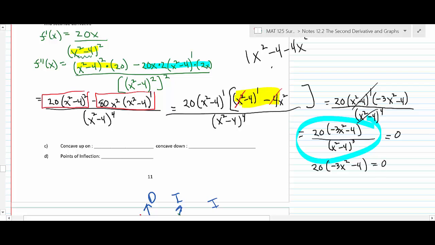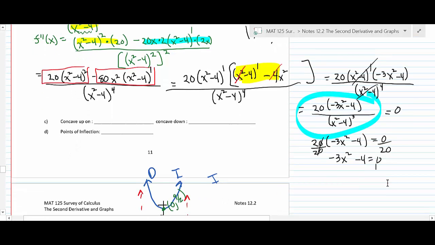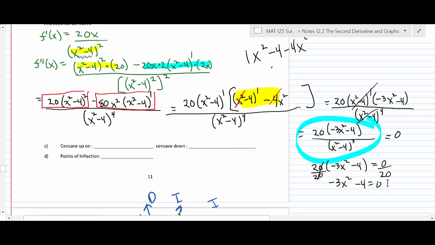Now, it doesn't factor, but you could do this. You could divide by 20. Then you would get negative 3x squared minus 4 equals 0. How do you solve something like that? Well, you isolate, take square root. So you can move the 4. Boy, I hope I didn't make a mistake on this. Oh, never mind. No, I didn't make a mistake on that. I thought I was thinking of something.